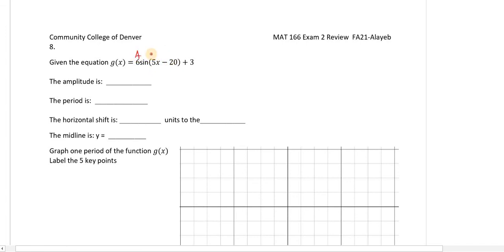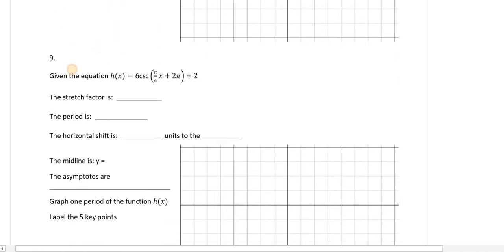This is A, this is B, this is C, this is D. The amplitude is 6. The period is 2 pi over B, since I'm dealing with sine, which is 5. See, the period is weird. Horizontal shift is C over B, which is equal to 20 over 5. That is 4 units to the right. And then the midline is 3. That means the graph is moving up 3 units.